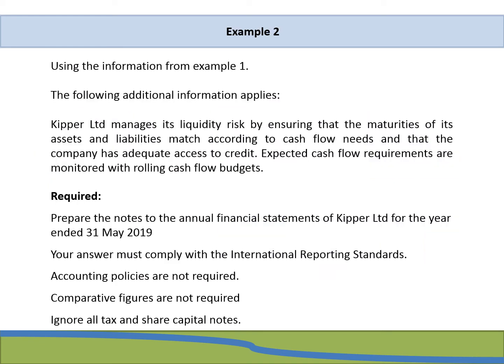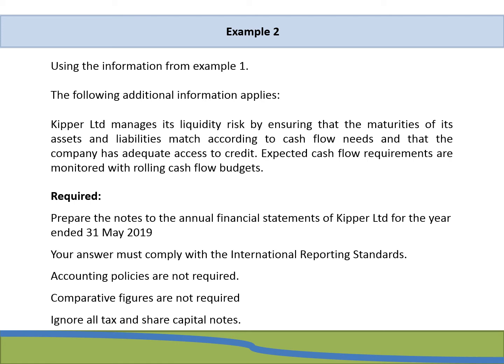So let's use the same example as in example 1, and we're going to just add some additional information. Kipper Limited manages its liquidity risk by ensuring that the maturities of its assets and liabilities match according to the cash flow needs and that the company has adequate access to credit. Expected cash flow requirements are monitored with rolling cash flow budgets.